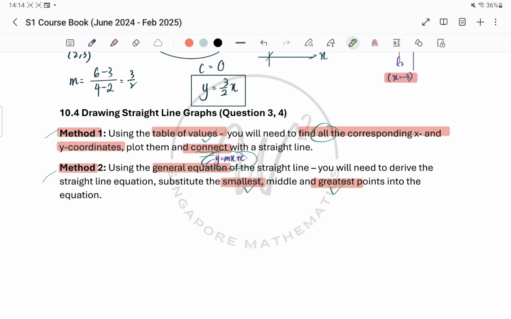But sometimes the question just straight away gives you the equation. Then how are you supposed to do? Or maybe they will just give you the gradient and the point, and then they want you to plot the graph. So in that case, you will need to use method 2. If the question gives you a table, you use the table method. If the question didn't give you a table, you use the straight line equation method. Okay, so we will be looking at this in question 3 and question 4.